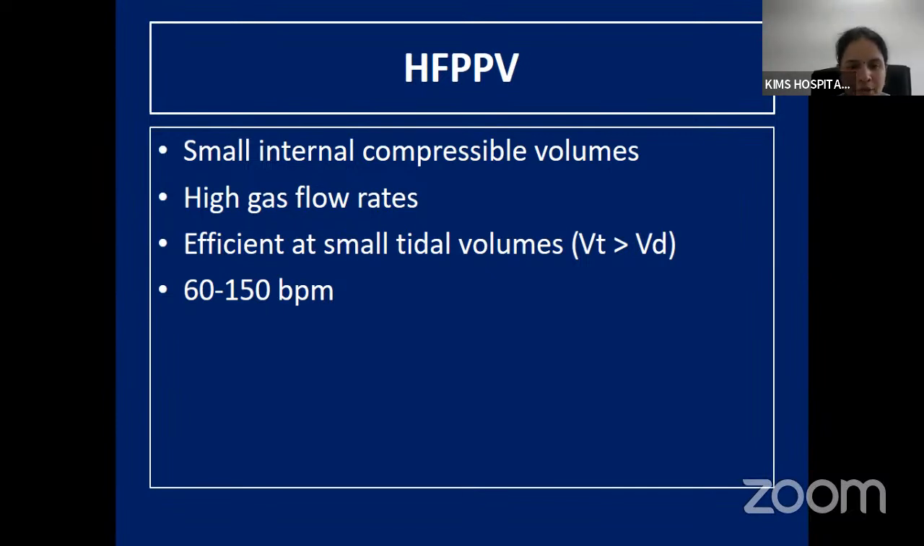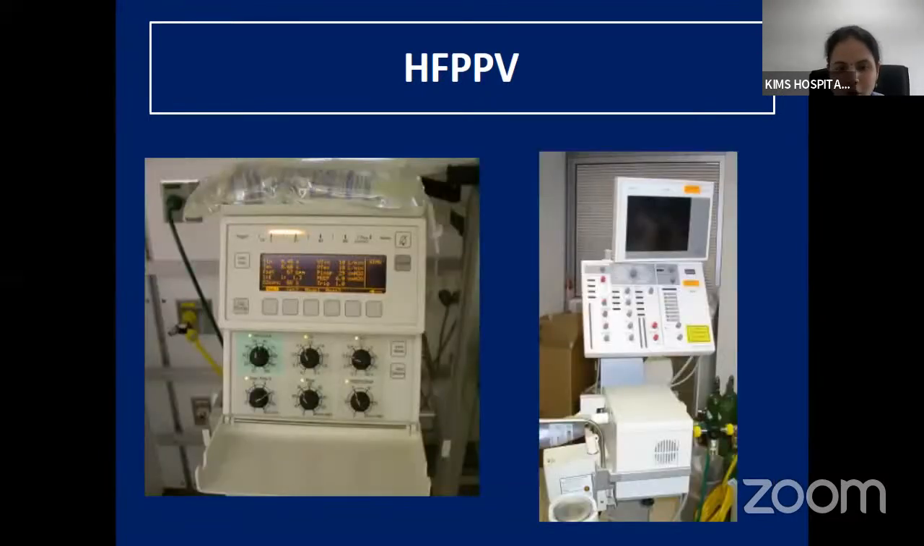High frequency positive pressure ventilation is, in other words, a rapid form of conventional ventilation. In regular conventional ventilation, the typical respiratory rate is between 30 to 60 breaths per minute, normally in neonatal ventilation. Here we operate at higher rates, ranging between 60 to 150 breaths per minute. High frequency positive pressure ventilation manages this by using tubing that occupies a small internal compressible volume, and it operates at high gas flow rates, wherein it is efficient at small tidal volumes.